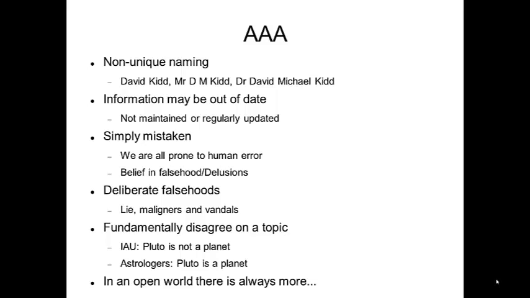Some of this we dealt with in the previous lecture, but information is often out of date on various sites. It's not maintained, or maybe it's not regularly updated. Data can be simply mistaken. We all make errors, we're all humans. But people make what we could say are generally human errors. We put the wrong data in by accident, but also people believe in falsehoods and are possibly delusional as well.